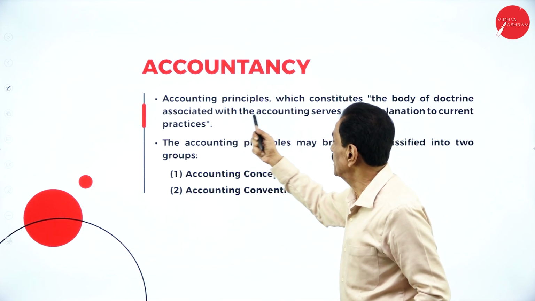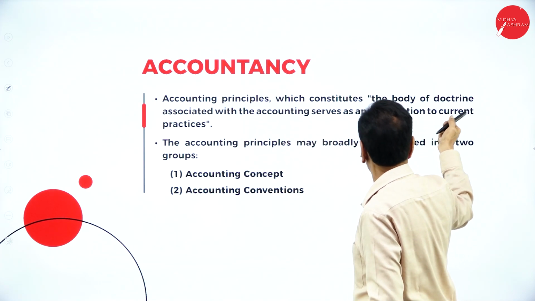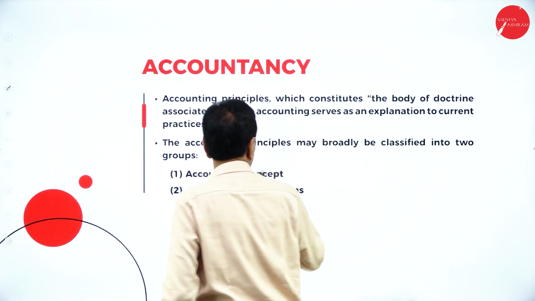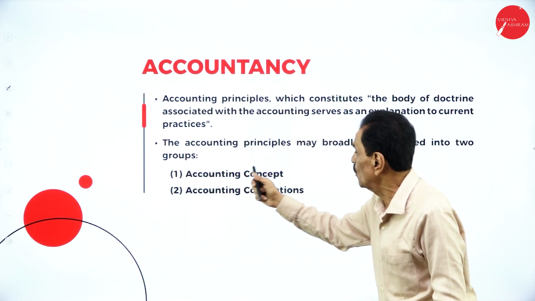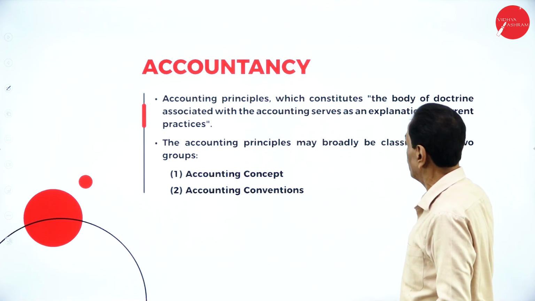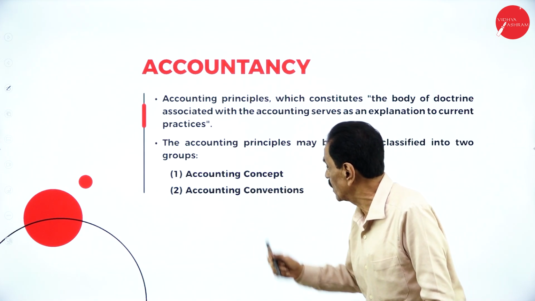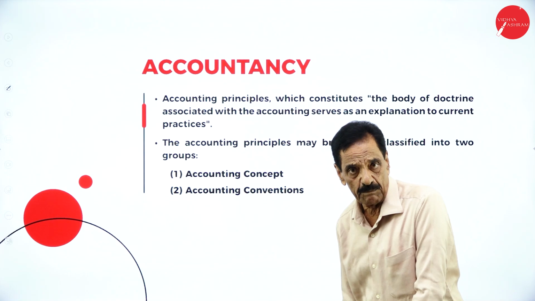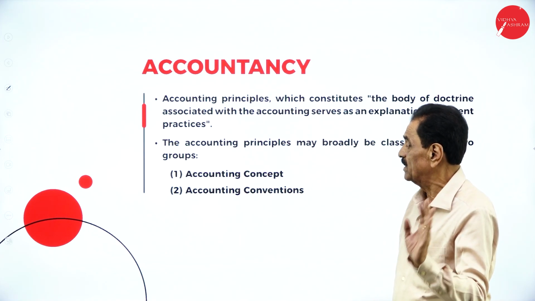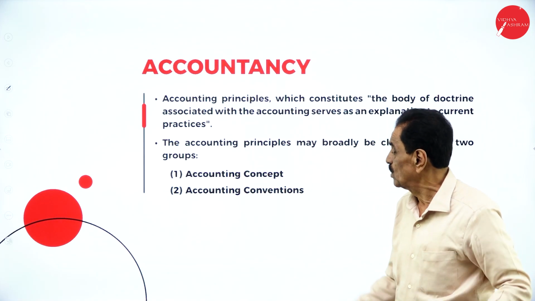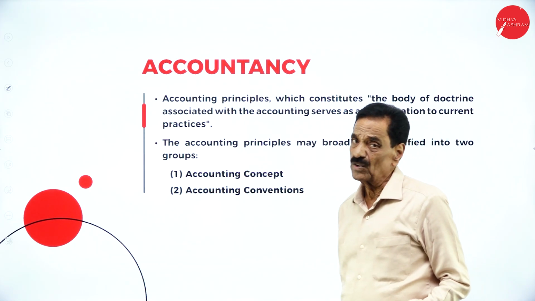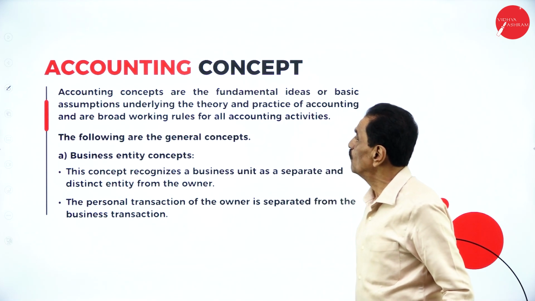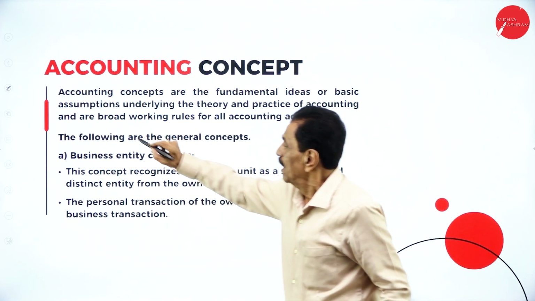Accountancy principles, which constitute the body of doctrine associated with accounting, serve as an explanation to the current body. Accounting principles may be classified into two types: accounting concept and accounting convention. So entire accountancy can be divided into two groups. One is called accounting concept, the second one is accounting convention. We'll move on to accounting concept.